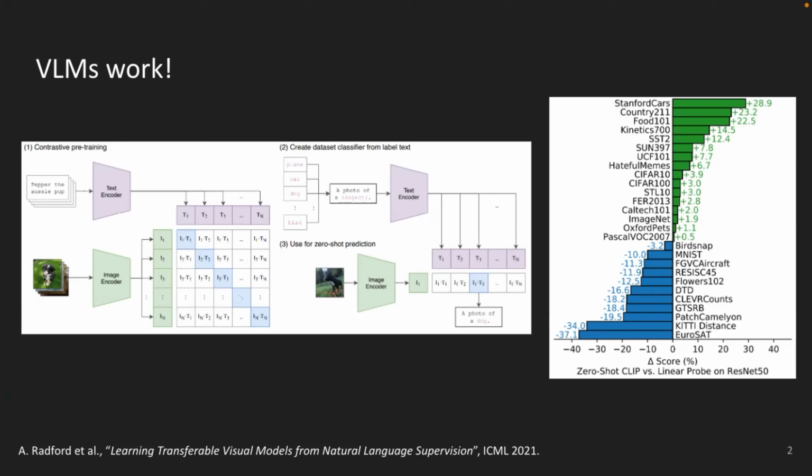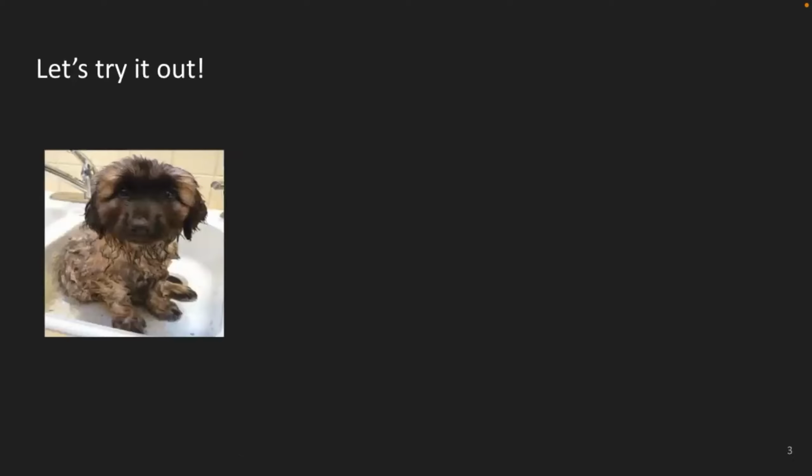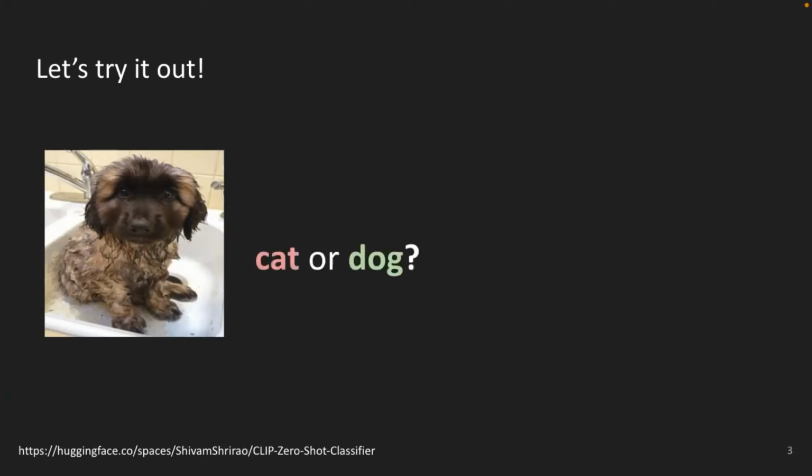So I was thinking, well, let's try it out. What if I take an image like this, of this poor wet dog, and I take some demo that does zero-shot CLIP classification, and then I plug in some labels. I can start with the simplest question, right? Is it a cat or a dog? Well, CLIP has no doubt. This is definitely a dog.